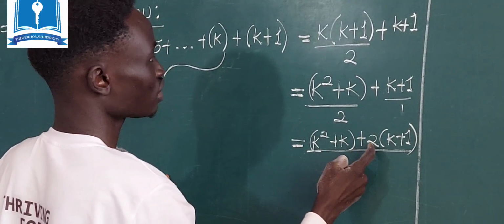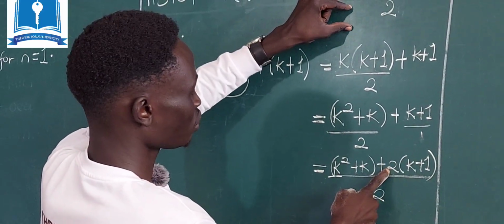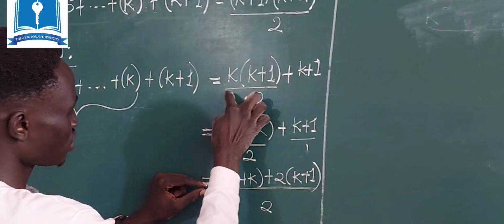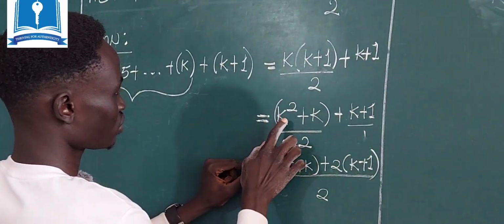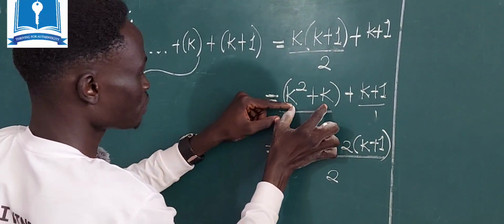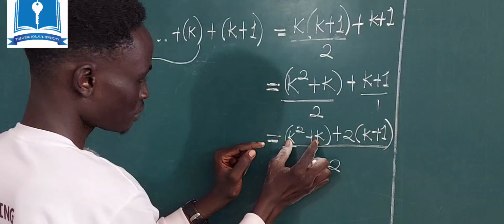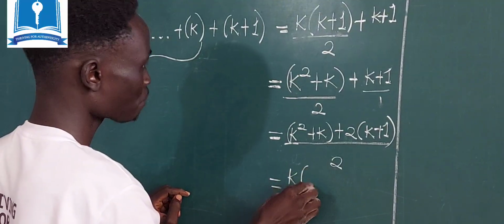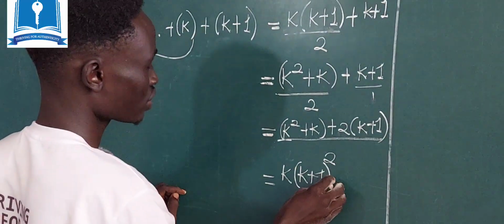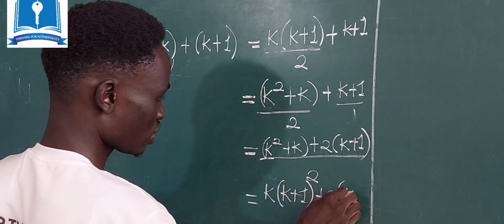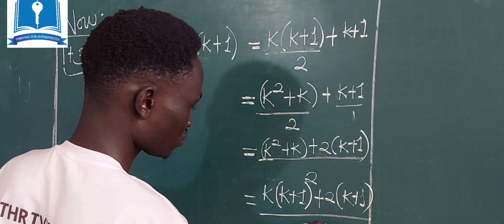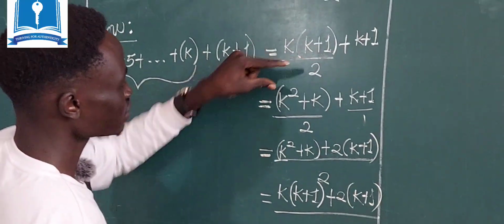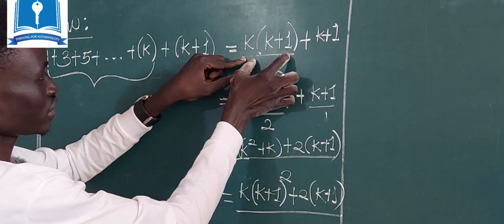So now, after getting this one, we can be able to get this. We can leave this like this. We can also express this in this format. So let us take it back to this format. It will be k plus 1, then plus 2, then k plus 1, out of 2. So instead of expressing this in this format, you leave it the way it is like this.